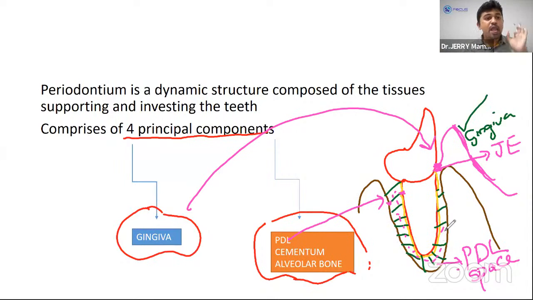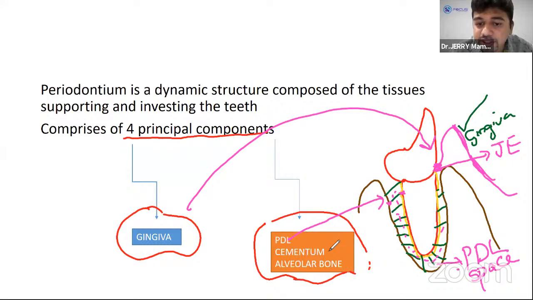Now my question to you: when you take a radiograph, how does the periodontal ligament space appear? Is it radio-opaque or radiolucent? Okay, I'm getting one or two answers. Very good. It is radiolucent in the X-ray.